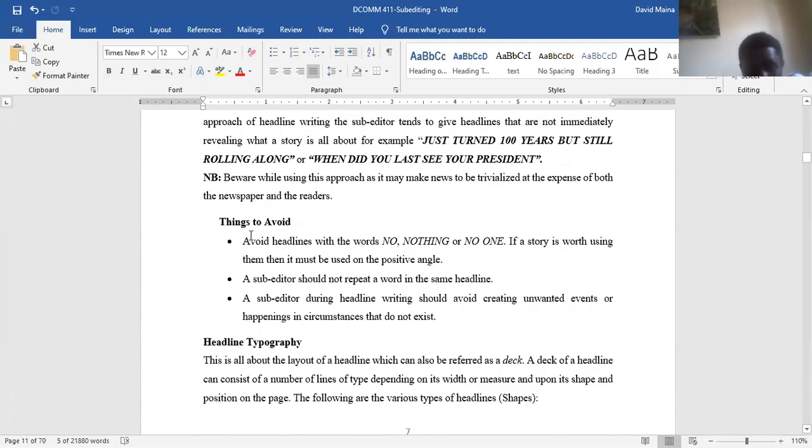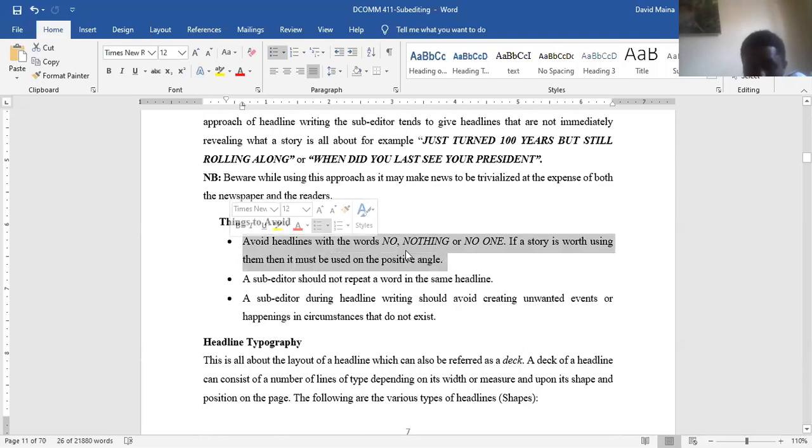I'm jumping all that. So, things to avoid. Avoid headlines with the words no, nothing. Actually, in short, avoid the headlines ambazo ziko na negative things, ambazo zinaanza na negatives. Nobody died in an accident. No, don't start like that. That one will not attract anybody, because bad news is good news to the journalists, and people are interested more in the bad news than good news.